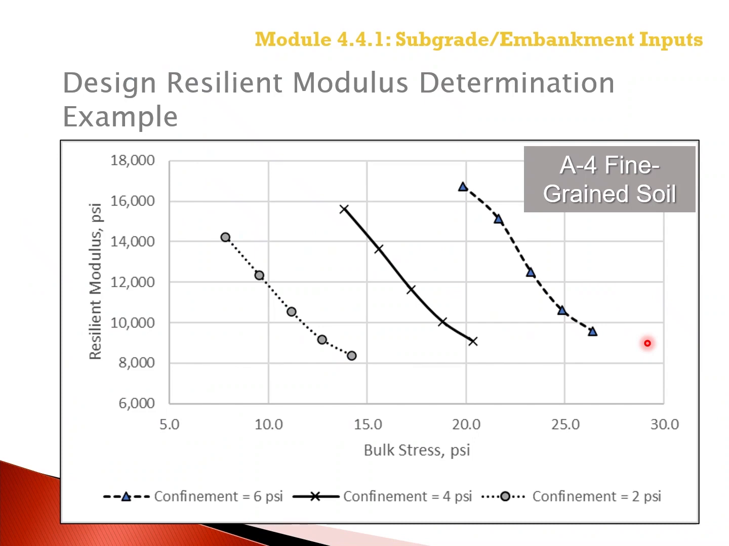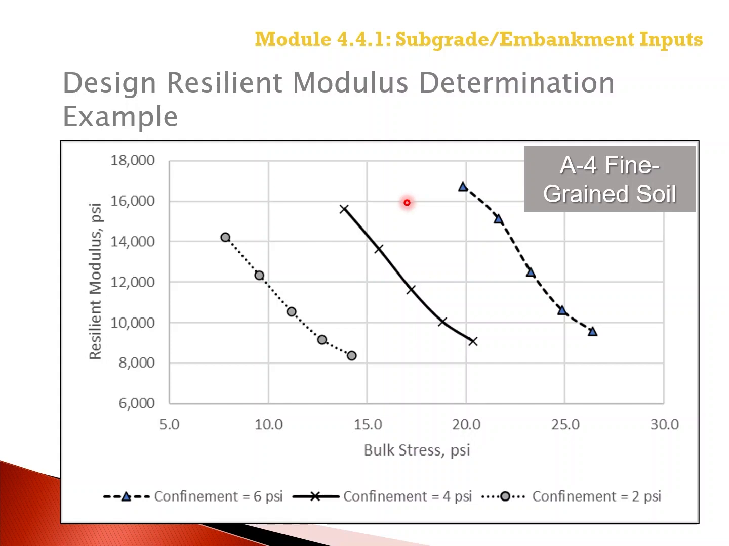So, the design resilient modulus example. We'll go through a quick example. This shows the resilient modulus as a function of bulk stress at 3 confining pressures. The dark circles are 2 PSI confinement, the X's are at 4 PSI confinement, and the triangles are at 6 PSI confinement.